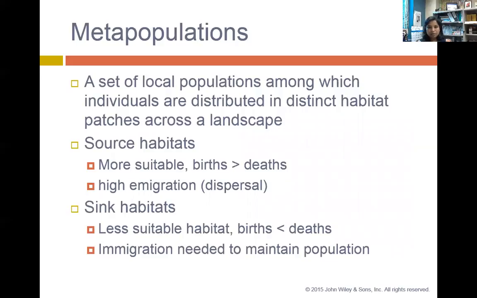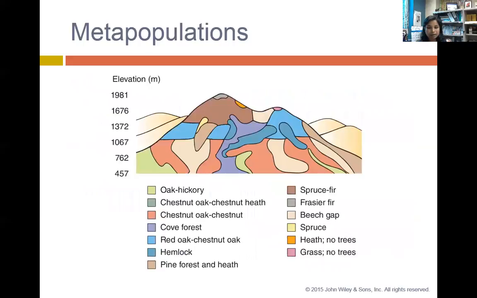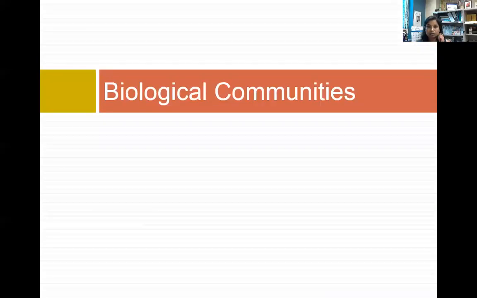Moving on, please read about metapopulations and how organisms tend to distribute themselves into habitat patches across the landscape based on their abilities and available factors. So read about that. And then moving on to communities, right?